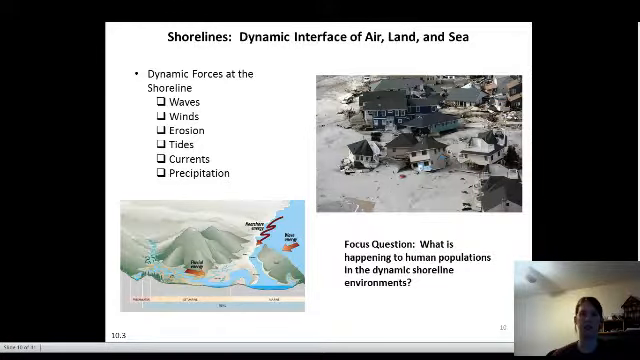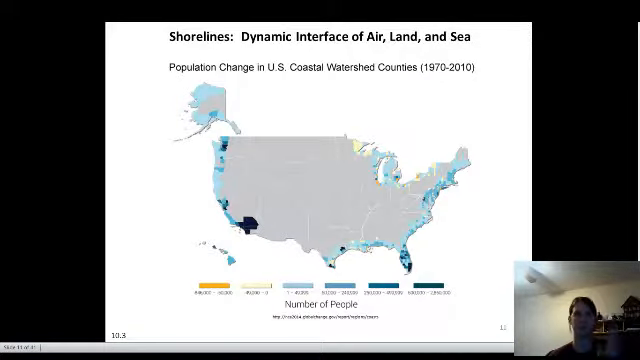So what is happening to human populations in the dynamic shoreline environment? If you have a shoreline that is undergoing erosion or high energy currents, lots of precipitation, these human settlements are not very stable. They have a lot of typhoons or hurricanes. They have a lot of high water events, a lot of destruction because we're building on regions that are climatically very unstable and not really suitable for long-term habitation.